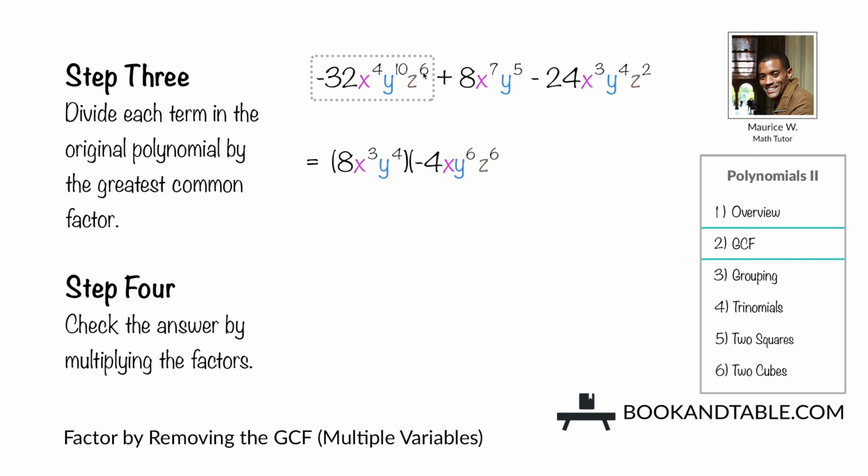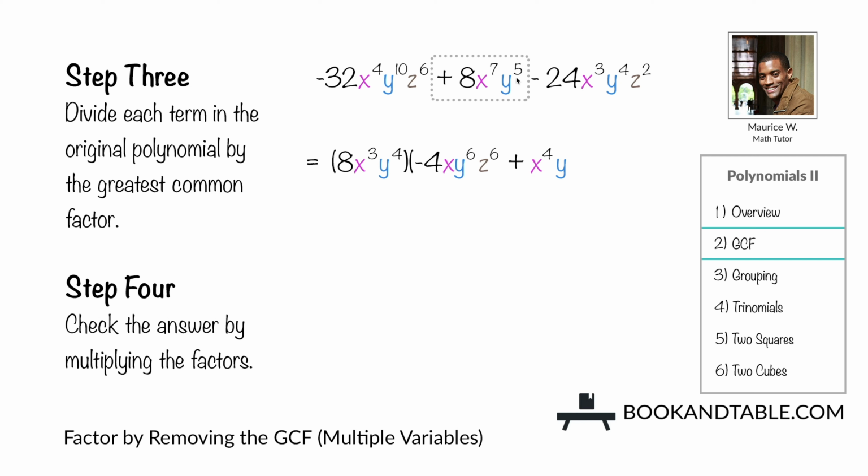We have z to the 6th divided by no z's, so we keep z to the 6th. And now that we've divided the first term by our greatest common factor, we then move on to the second term. 8 divided by 8 is equal to 1, so we do not need to show that. X to the 7th divided by x to the 3rd is equal to x to the 7 minus 3, which would be x to the 4th.